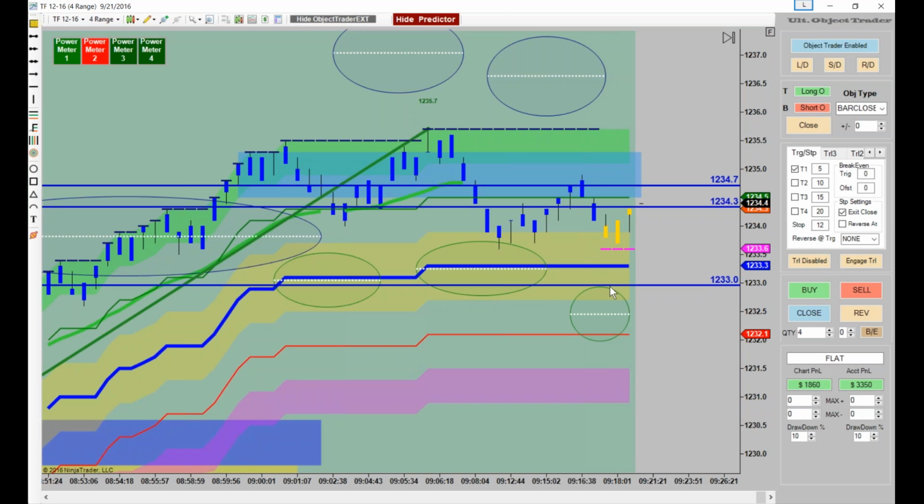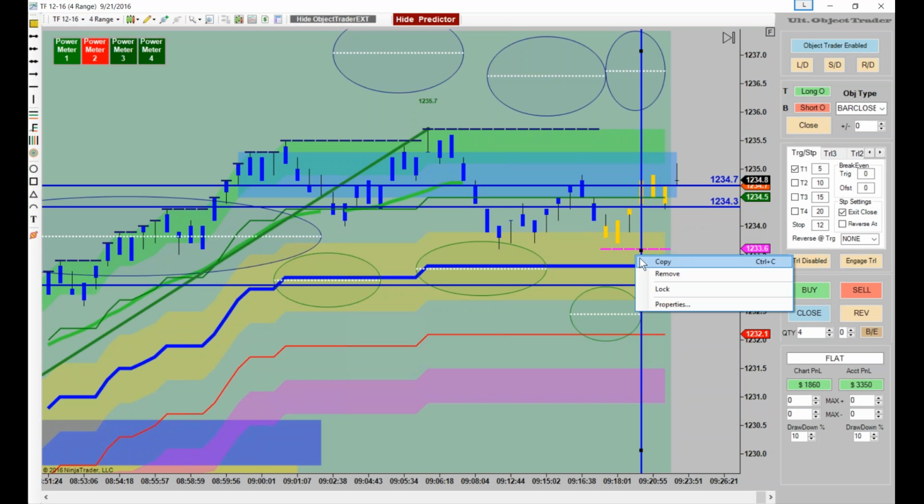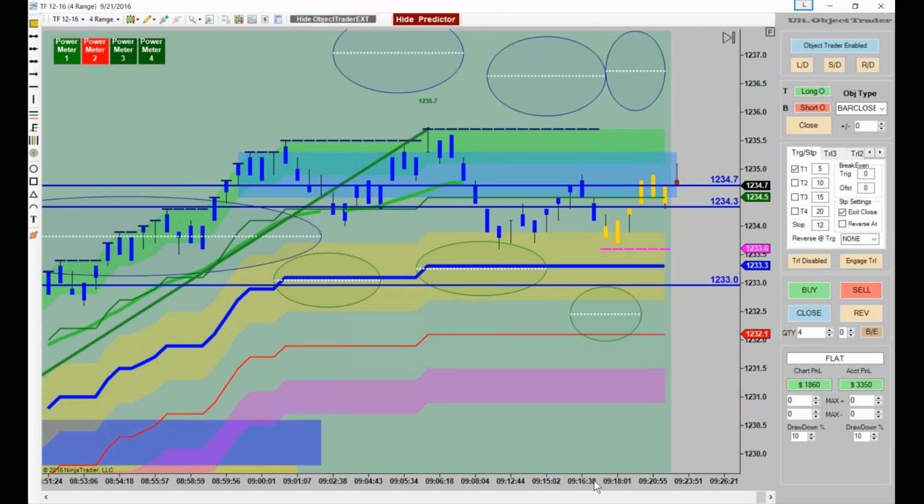We need a predictor. There's one right there. Not going to take a breakout. Predictor's out of the way now. We need another one. See how it quit drawing it? See the price is past that. So we'll need another predictor. See if we can get one.